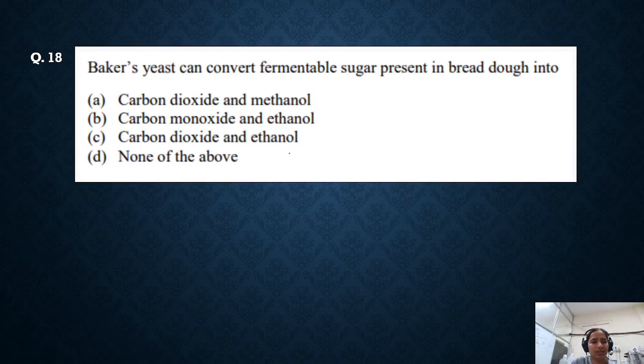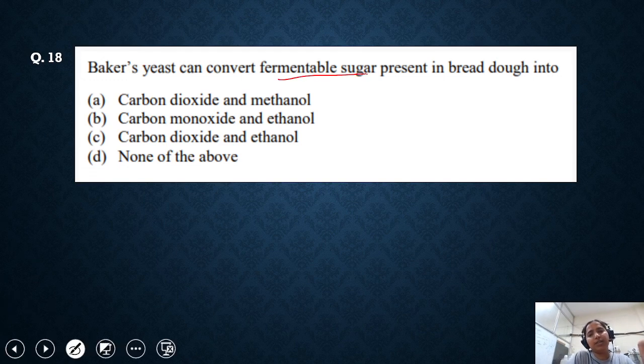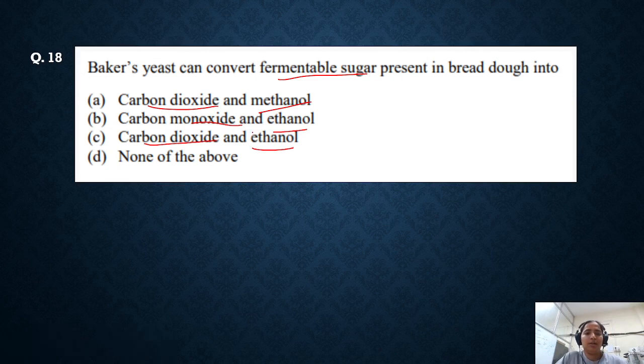And this is the last question of today's assignment. And this is a really simple question. All of you must know that baker's yeast can convert fermentable sugar present in bread dough into what components? Carbon dioxide and methanol, carbon monoxide and ethanol, or carbon dioxide and ethanol. Okay, option C. Does anyone want to say any other option?